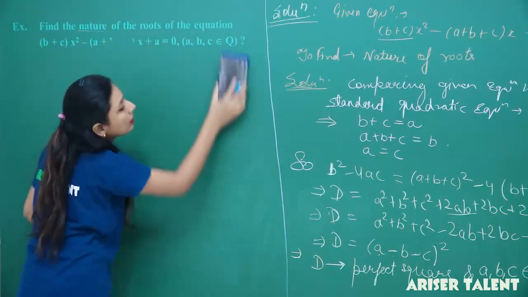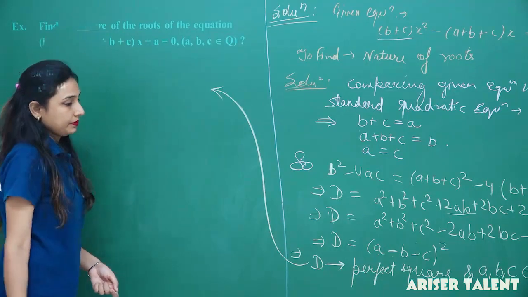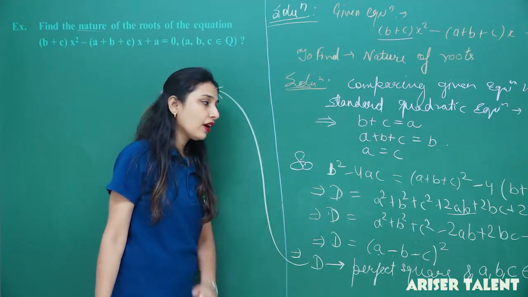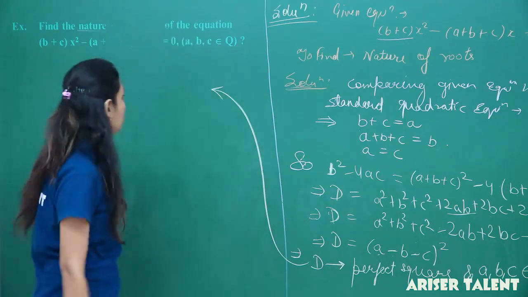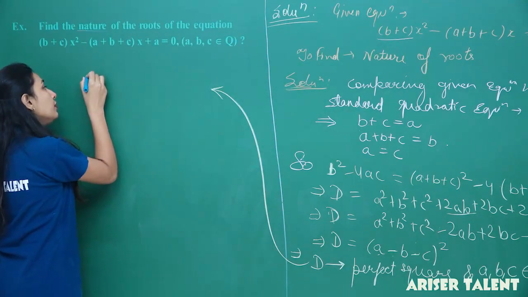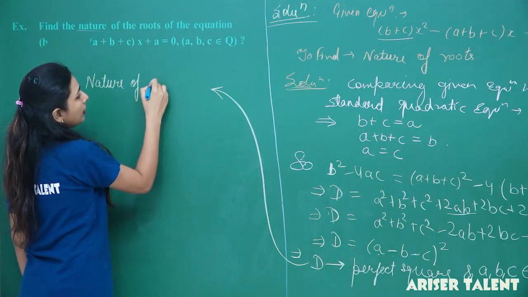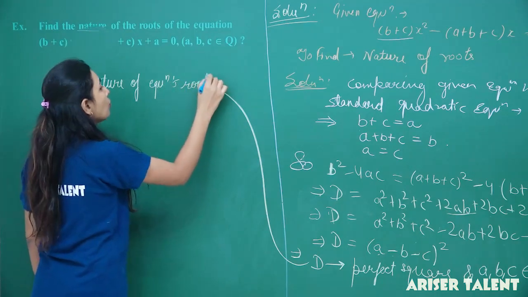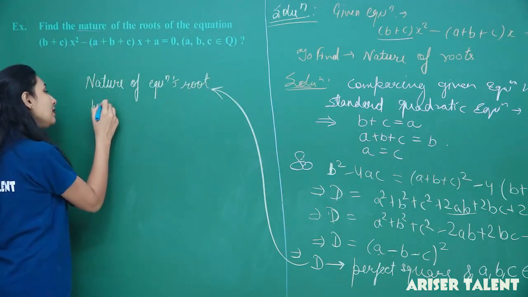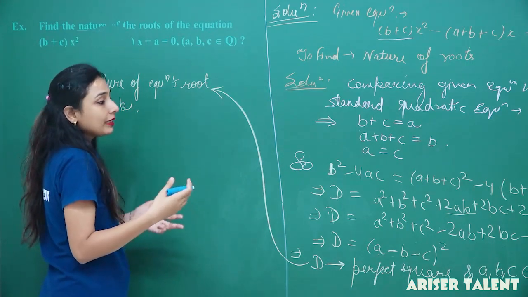So come this side. Okay, so these were perfect squares of A, B and C. So what will be the nature of D, the nature of the equation's roots, in this case? What will it be?